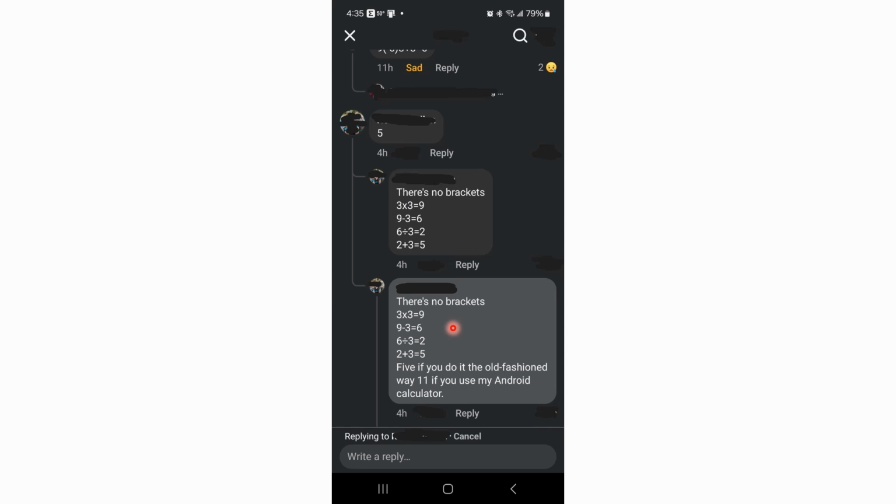And then his reasoning for that is, well, there were no brackets. It says 5 if you do it the old-fashioned way, 11 if you use my Android calculator. So this is the other thing too. A lot of people are like, well, I'm convinced in my mind that the old way was 5, but since my Android calculator tells me it's 11, well, Android calculators weren't around when I was in school in the 50s or whenever, so it must be some kind of newfangled math.